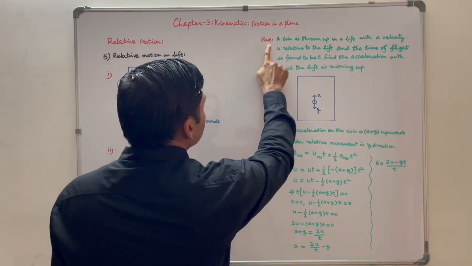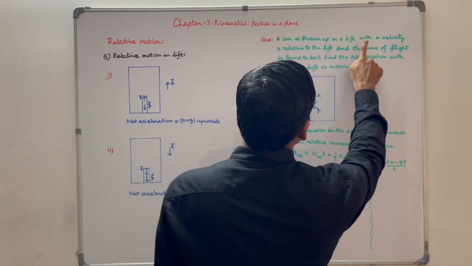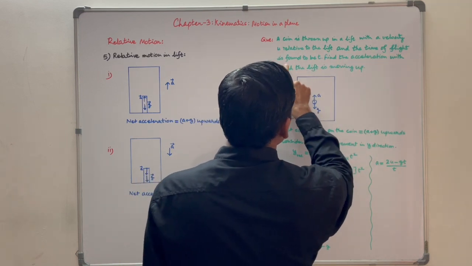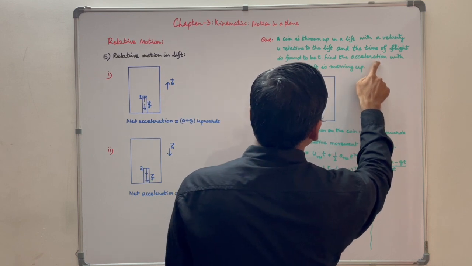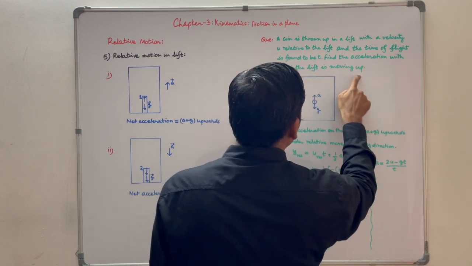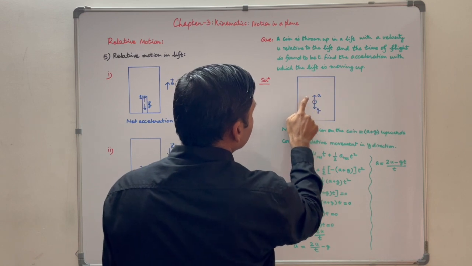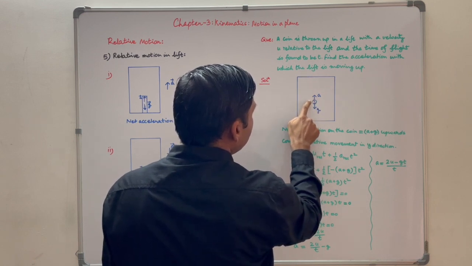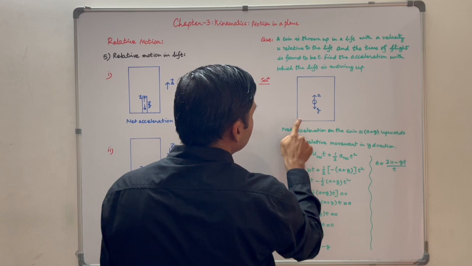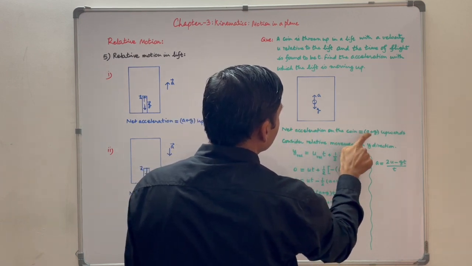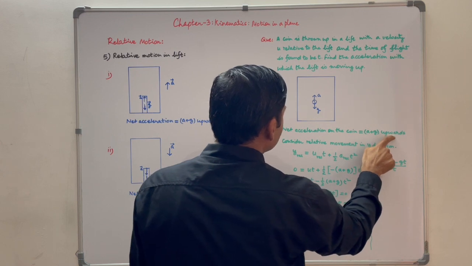Let us see this question. A coin is thrown up in a lift with a velocity u relative to the lift and the time of flight is found to be t. Find the acceleration with which the lift is moving up. It is given that lift is accelerating up. So the coin experiences a upwards and g downwards. Net acceleration or relative acceleration on the coin will be equal to a plus g upwards.